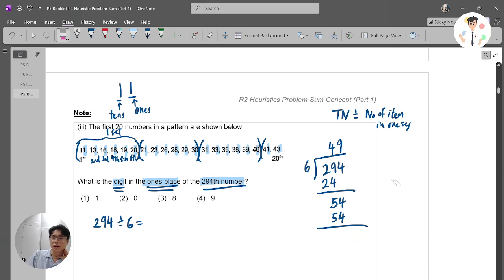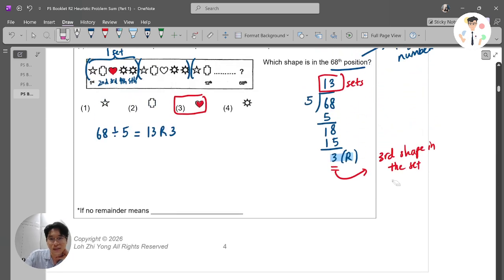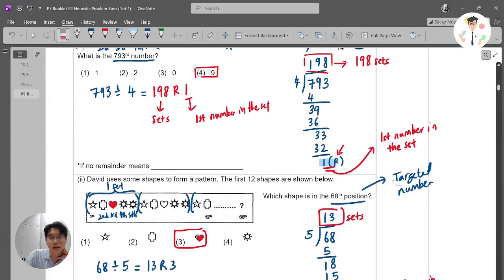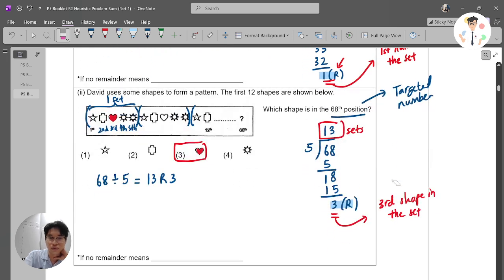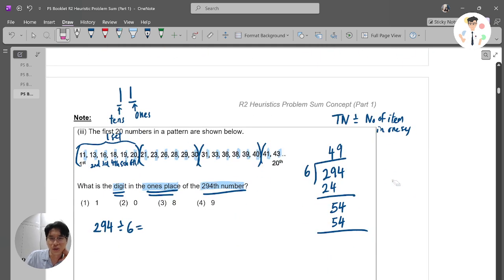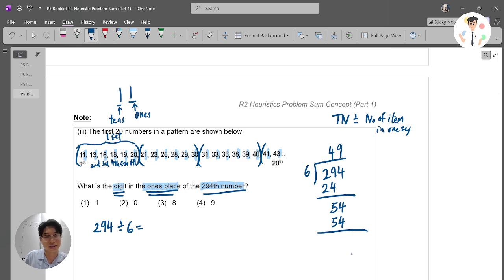Teacher, there's no remainder. What we have learned here is always this: if the remainder is 1, it means it's the first number in the set. If it's 3, it's the third shape in the set. In this case, teacher, if there's no remainder, then how? Now, you need to understand the idea of remainder. The remainder that you can have here is only 1, 2, 3, 4, 5. Why? Because if it's 6, then it will be another 1 already, right?